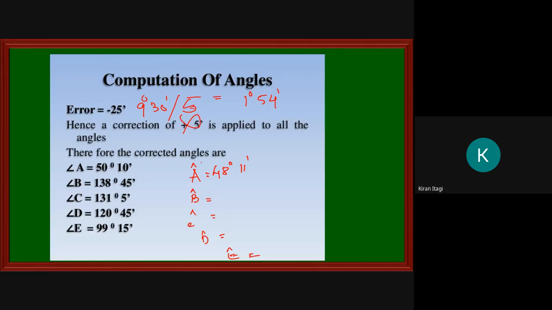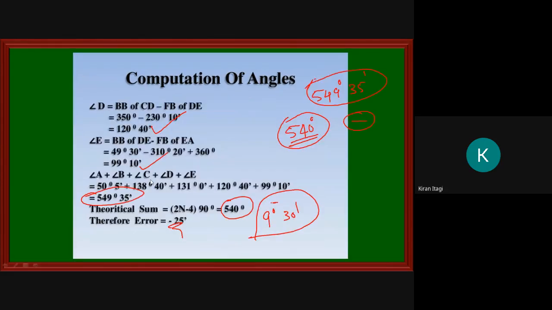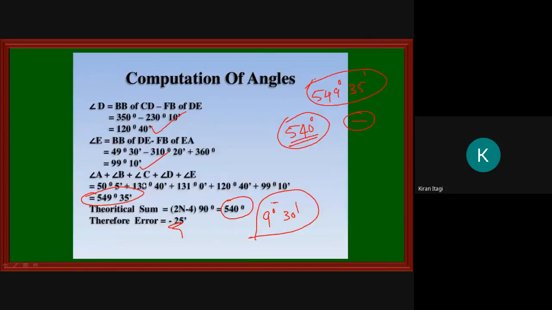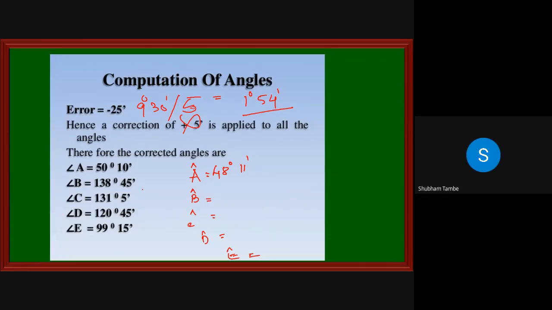What is angle B? Just minus 1 degree 54 minutes from angle B. How much is it? 136 degree 46 minutes. Okay. What about angle C? 129 degree 11 minutes.